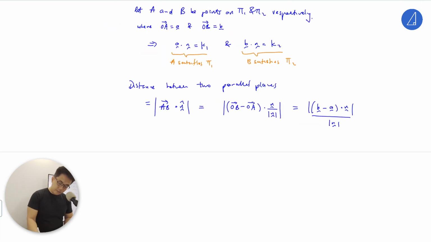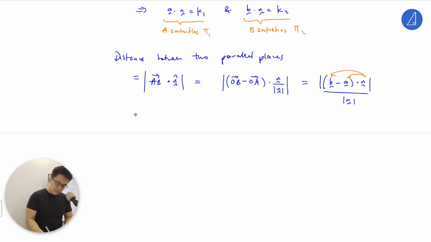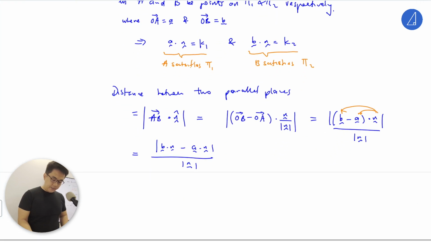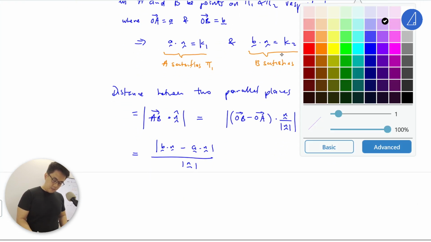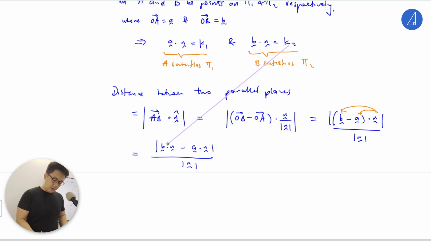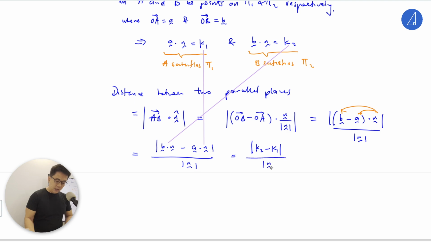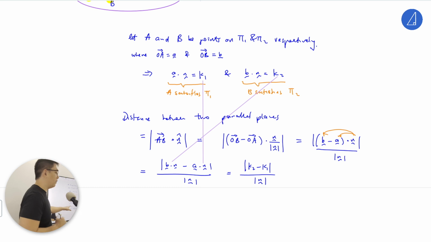Distribute this in. What you get is B dot n minus A dot n. This is your k2, this is your k1. It doesn't matter whether you take k1 minus k2 or k2 minus k1, because the modulus will settle itself. You can also make this k1 minus k2. It really doesn't matter.